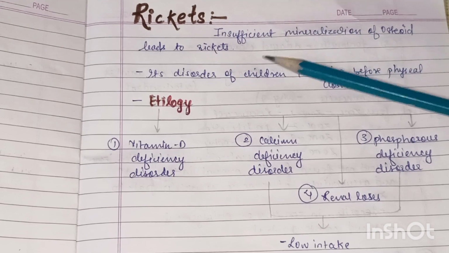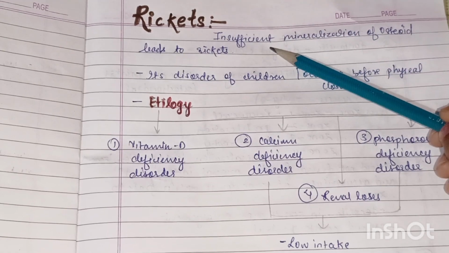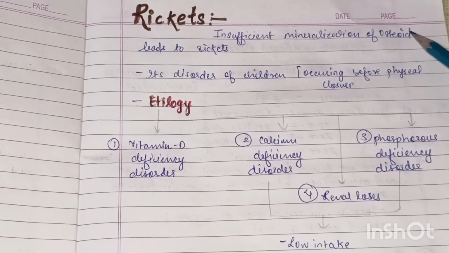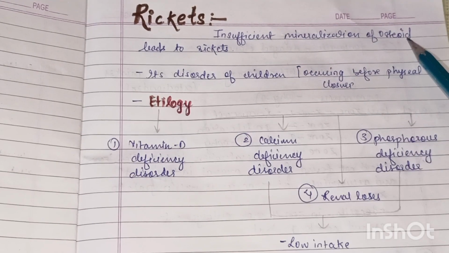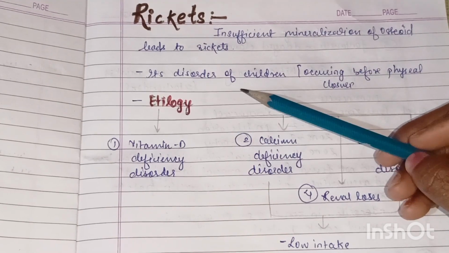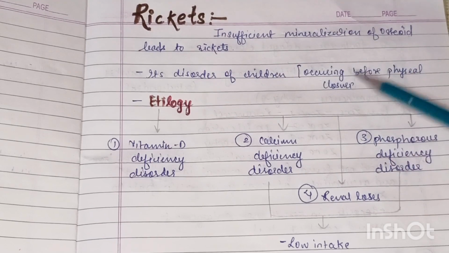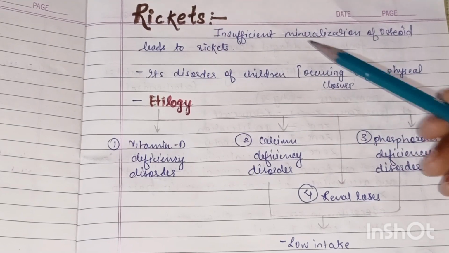Here rickets is defined as insufficient mineralization of the osteoid, which leads to rickets. Osteoid is the bone matrix. It is a disorder of children occurring before facial growth.